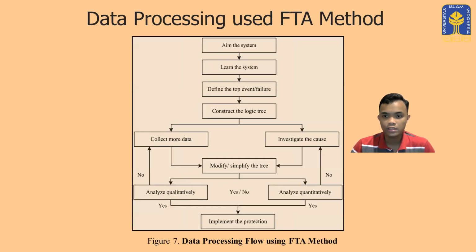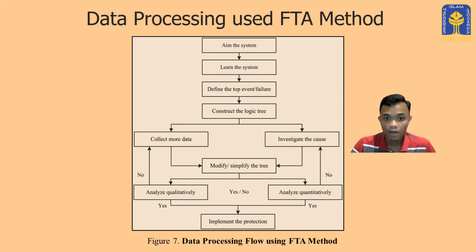Okay, so this is the flow chart of the FDA method data processing. The first step is to aim the system first. The system is about the erection girder work. After that, we have to learn the system, regarding the erection girder work at the Semarang-Demak toll road project. After that, we can define the top event, or the failure that will probably occur at the Semarang-Demak toll road project construction.